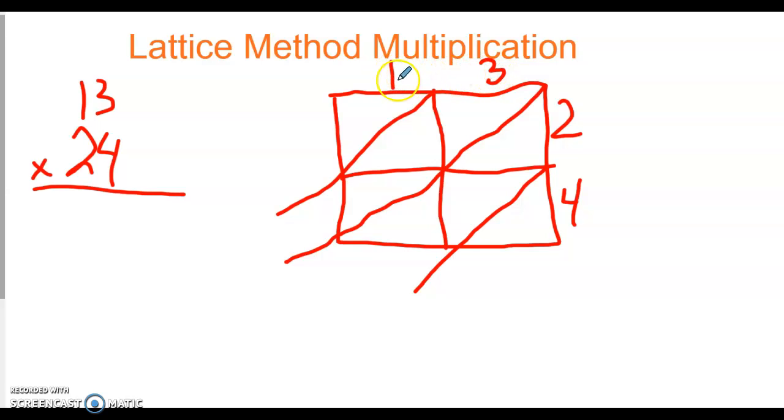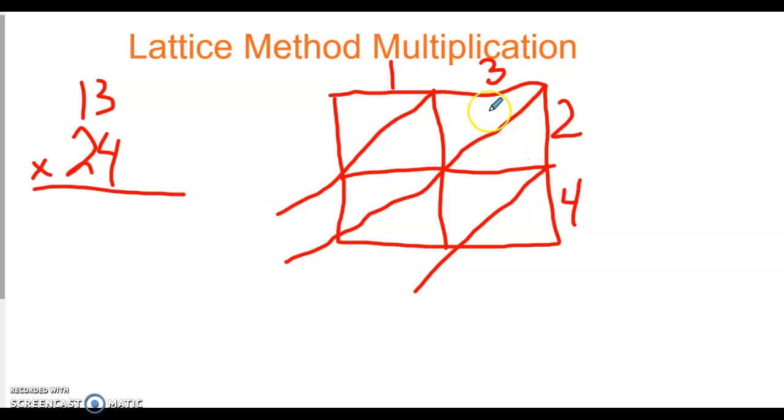You're never going to multiply a number like this is 13, so we're not going to multiply 1 and 3, and this is 24, we're not going to multiply the 2 and the 4. We're going to multiply the 2 and the 3, the 2 and the 1, the 3 and the 4, and the 4 and the 1. So the first number, we're going to multiply 3 times 2. 3 times 2 is 6.